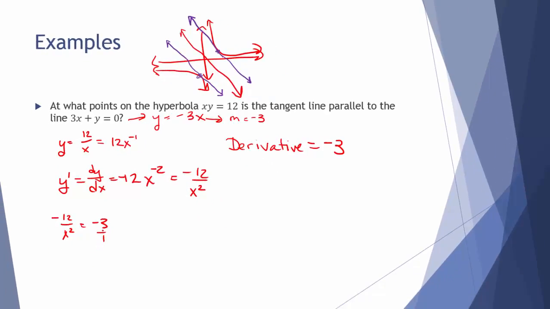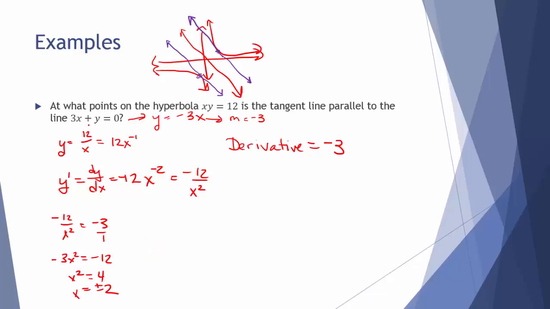A couple different ways to do this. I'm going to cross multiply. So I'll get negative 3x squared equals negative 12, so that x squared equals 4, so that x equals plus and minus 2. Don't forget that plus and minus. That's how I'm going to pick up two different points. So I've solved for x. Does that mean I've answered the question?